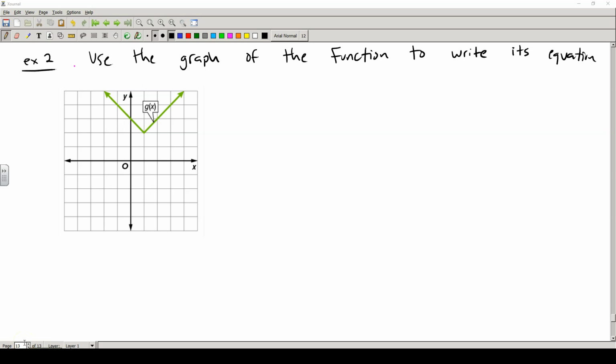All right, so let's look at example 2. Example 2, if you want to go on reveal as well, this is the same example 2 on reveal. It's in your workbook as well, but it says to use the graph of the function to write its equation. So you want to be able to look at the graph and see where the graph has been translated and then write what the equation should be.